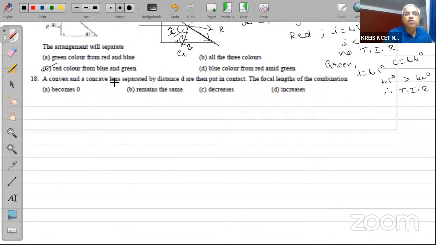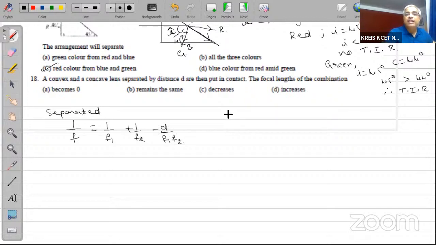A convex and a concave lens separated by a distance d are then put in contact. They are asking what happens to the focal length of the combination. See, when they are separated, the focal length is given by 1 by f is equal to 1 by f1 plus 1 by f2, minus d by f1 f2.